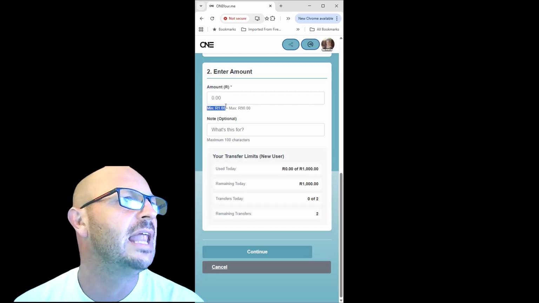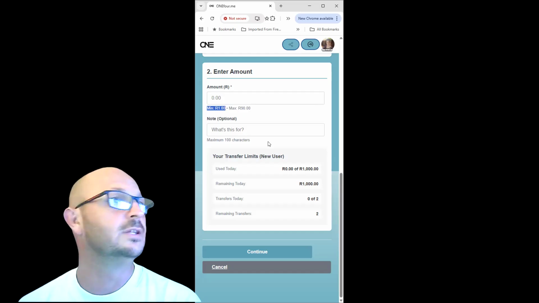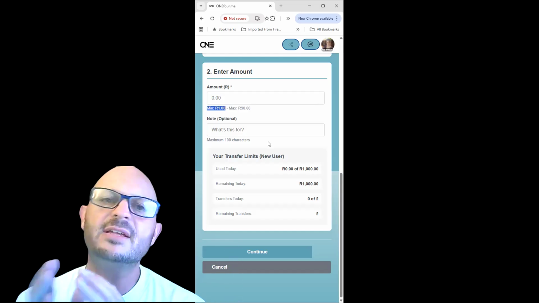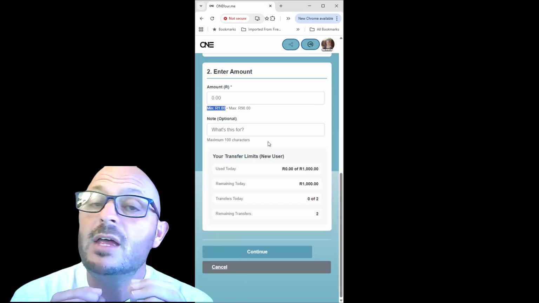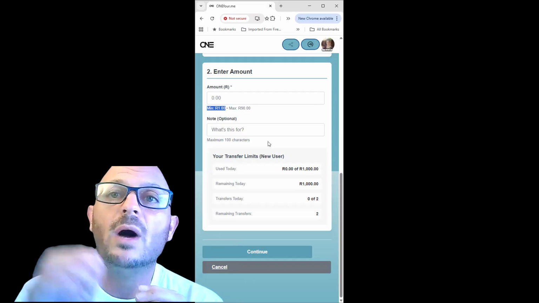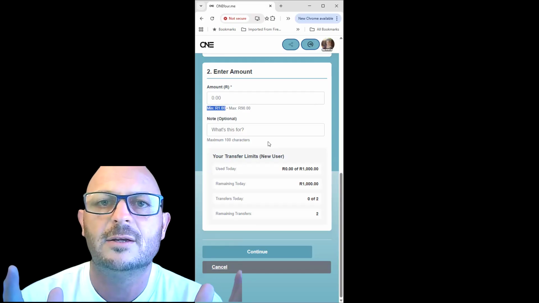So I think the system will allow you to even just transfer 1 rand if that is what you want to do. The reason there is a minimum amount like that is, let's say a person only needs to top up their wallet and you want to help them, but they only need to top up their wallet with 12 rand.